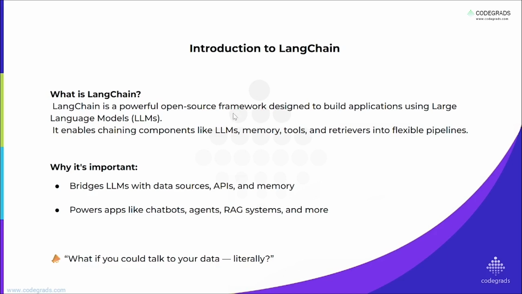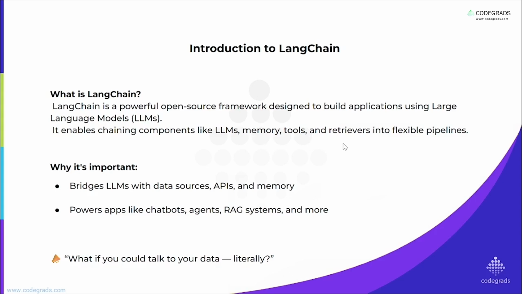Today we'll see the topic LangChain and its components, starting with the definition. It is a powerful open source framework designed to build applications using large language models. As it is open source, it is free to use, and it is designed to build applications like chatbots using LLMs. It enables chaining components like LLMs, memory, tools, and retrievers into flexible pipelines. We can create a pipeline using all these components: LLM, memory to store previous conversation, tools, and multiple retrievers to build any application.